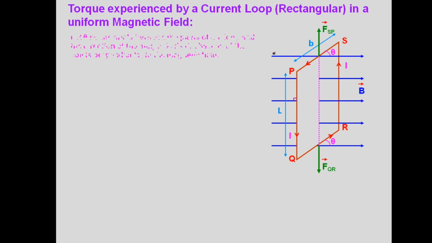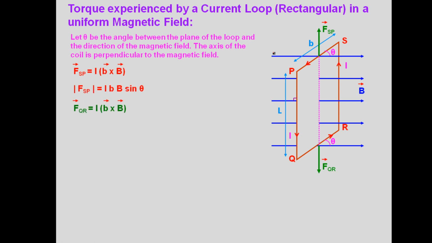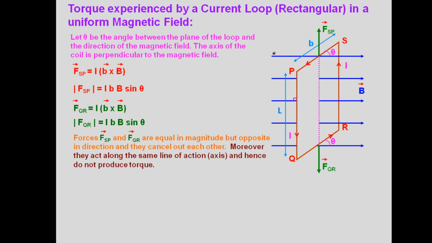First of all, let theta be the angle between the plane of the loop and the direction of the magnetic field. The axis of the coil is perpendicular to the magnetic field. F_SP is I into L vector cross B vector. Then F_QR will be this. The forces on SP and QR, which we were discussing, are equal in magnitude and opposite in direction, so they cancel each other. Also they are acting along the same line of action, hence they do not produce any torque.